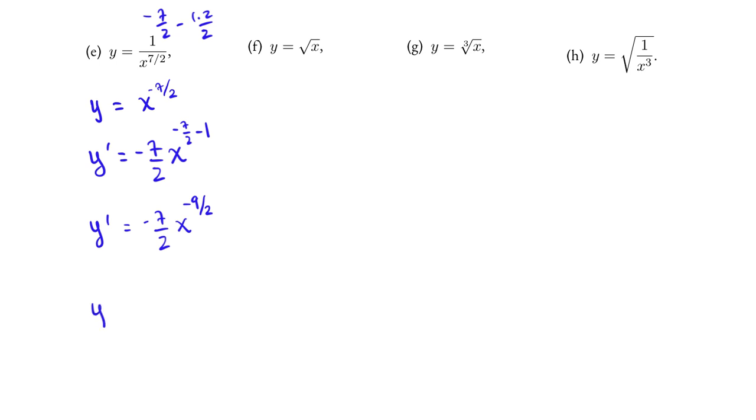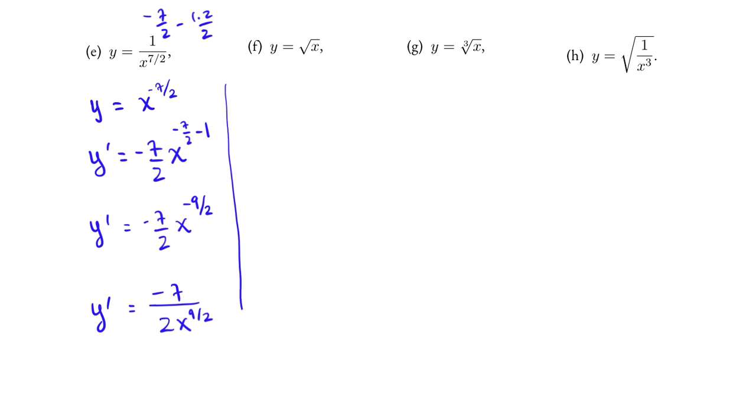And so the answer is y prime equals negative 7 over 2 x to the negative 9 over 2. Since they give us positive power, we will need to rewrite this in positive power. X to the negative 9 over 2 is in the numerator, so we bring it down to the denominator and make the power positive.